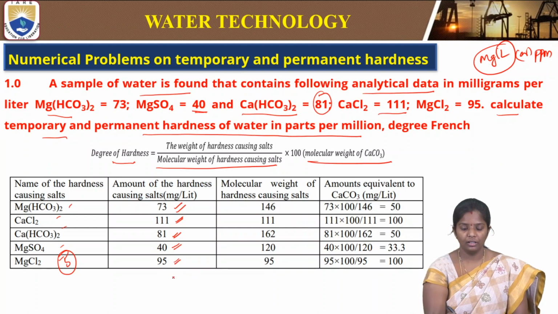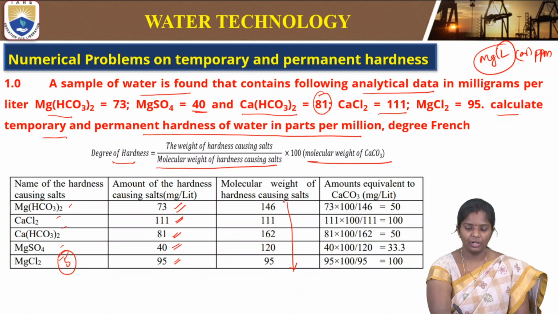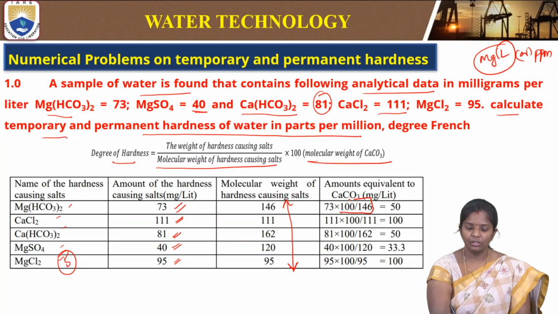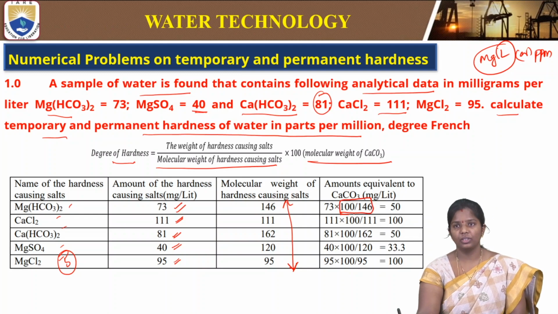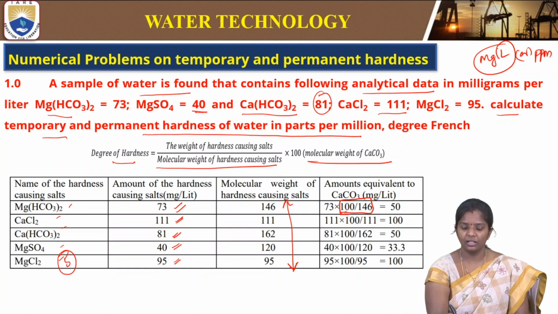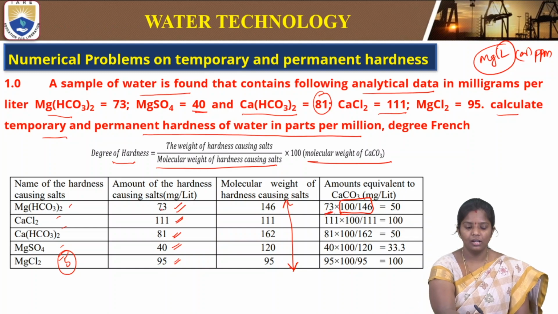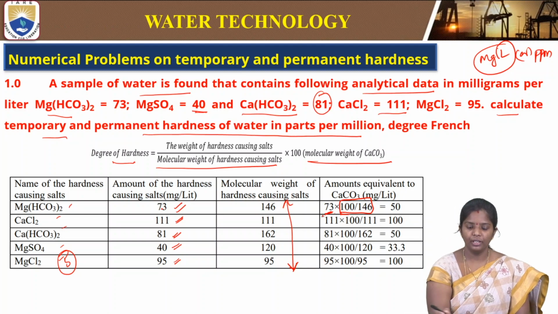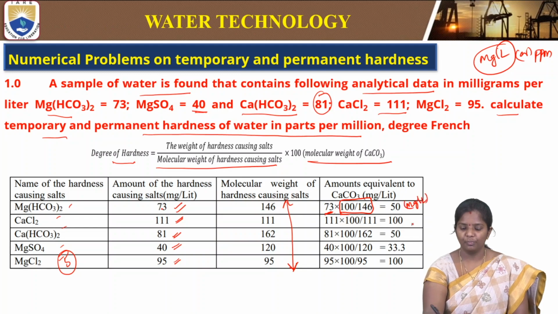Now we put the molecular weights of those corresponding salts. Then we divide 100, the molecular weight of calcium carbonate, by these molecular weights, and multiply with the weight, that is the amount of hardness causing salt in milligram per liter. Everything is in milligram per liter or ppm, so we get these values in milligram per liter.